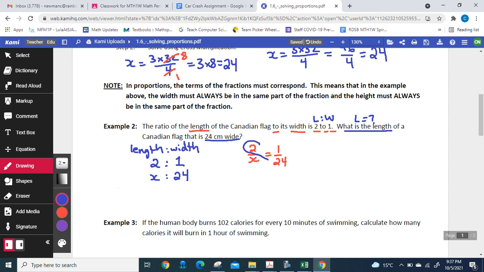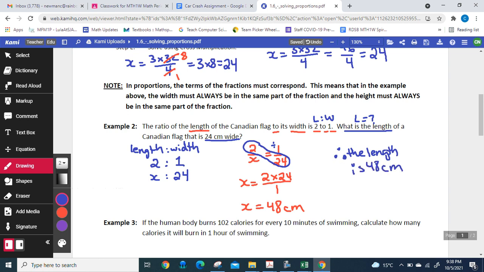Cross multiply. Numbers that are across from each other are going to multiply. So x is going to equal 2 times 24 divided by the number that's by itself. Divided by 1. Well, divided by 1 doesn't really do much, does it? 2 times 24 gives me 48 centimeters. And then because it is a word problem, we should say, therefore, the length is 48 centimeters. So let's make sure we put in our therefore statements, and let's make sure we include units. Okay, let's do one more.